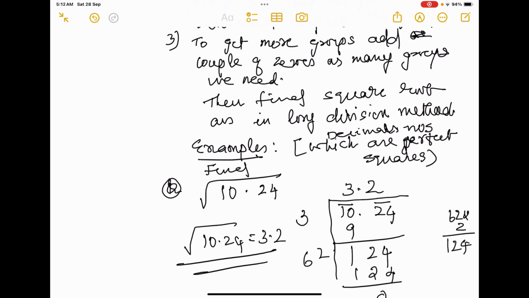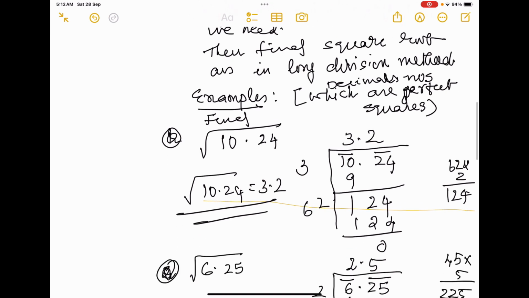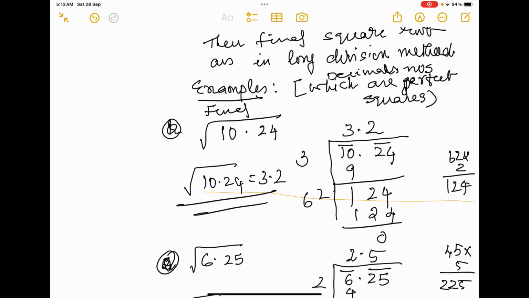Then bring down 24. Don't write the decimal when you bring down the group. Then write twice of 3 on the left side. Then we get 2 into 3, 6. You write the 6, leaving one place to write the next digit. If you put 2 near the 6, we get 62 into 2, 124, which is the correct number. So put 2 in the quotient, and near the 6 also write 2. Then multiply to get 124. Then the remainder is 0. So root of 10.24 equals 3.2.